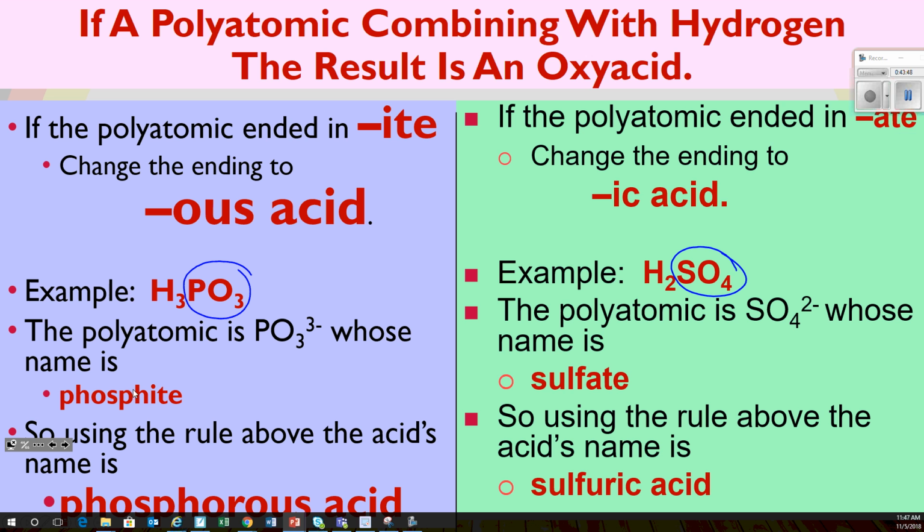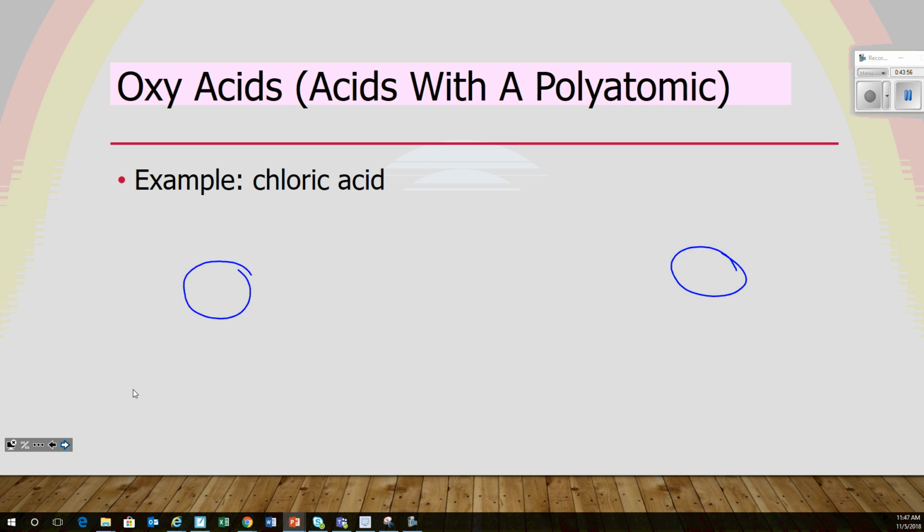Now you have to be able to go backwards. If I give you sulfuric acid, you have to go, oh, that's the sulfate ion. It's an acid, so it's with hydrogen. I'm going to balance it. Okay? So let's try one. This is in your notes. Chloric acid.